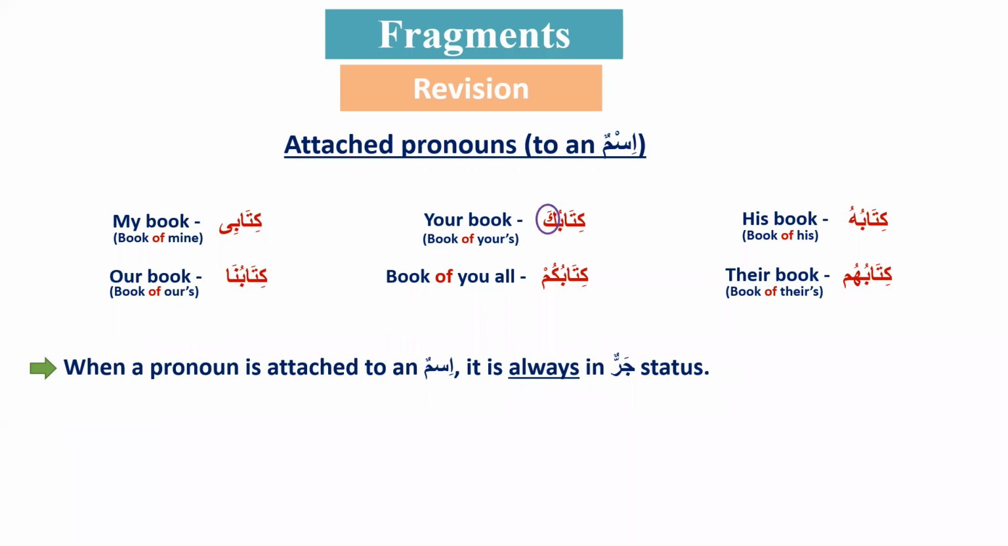What is the status of ka, Umar? Jar. Why? Because it is a pronoun and it is attached to an ism, right? Yes. All right. Kum, what is the status of kum, Zainab? Jar. And why is it jar? Because when a pronoun is attached to an ism, it's always in jar status. All right, good. Thank you, Zainab.